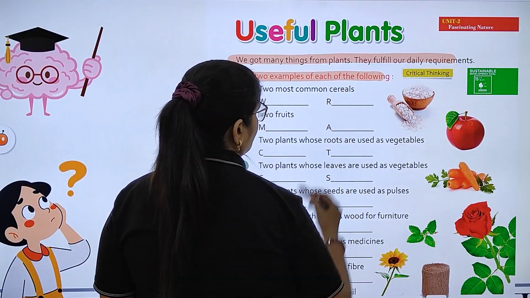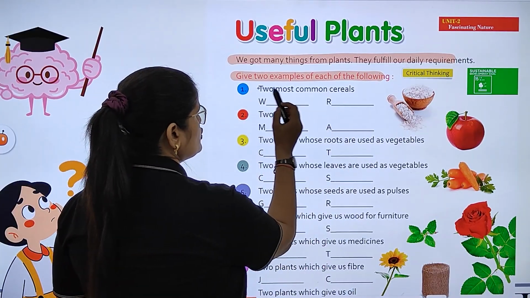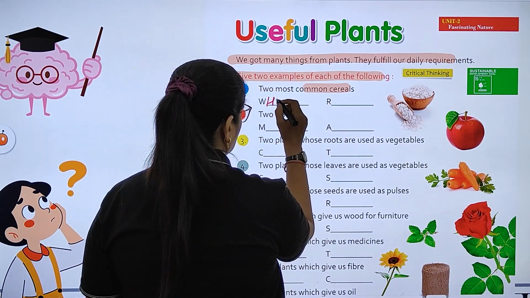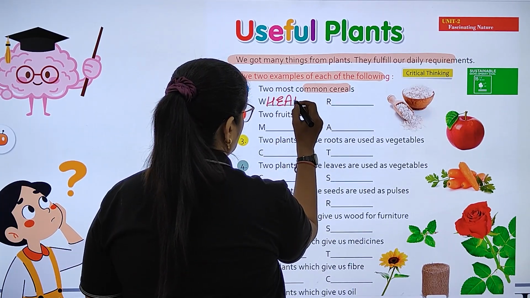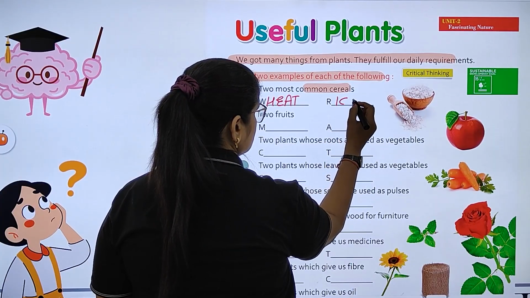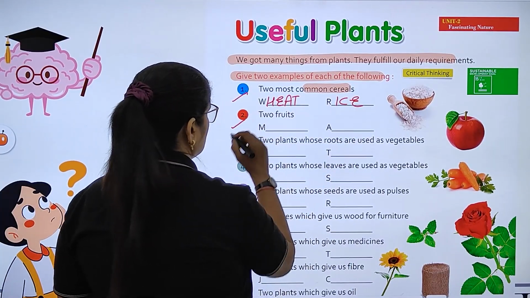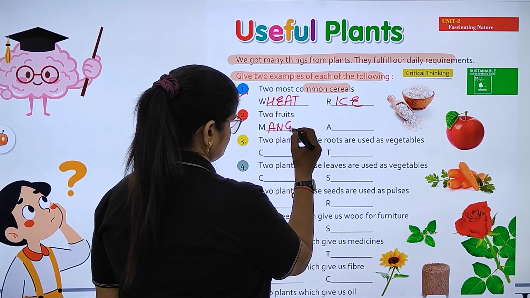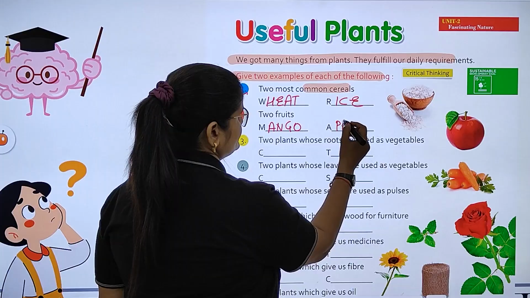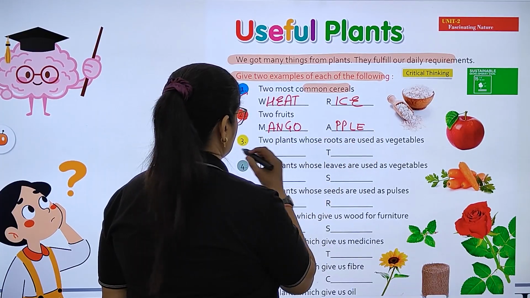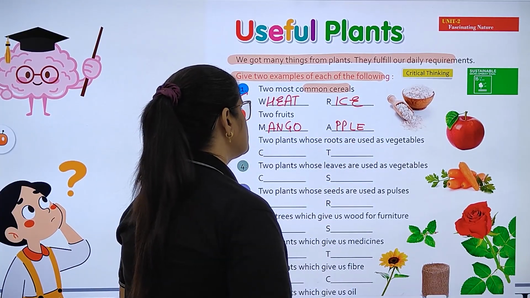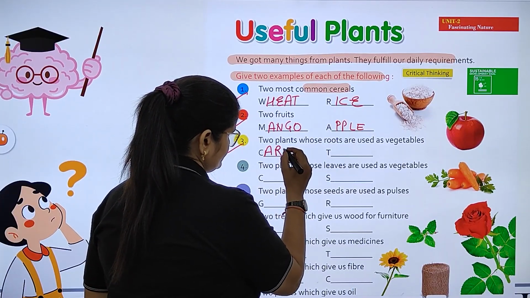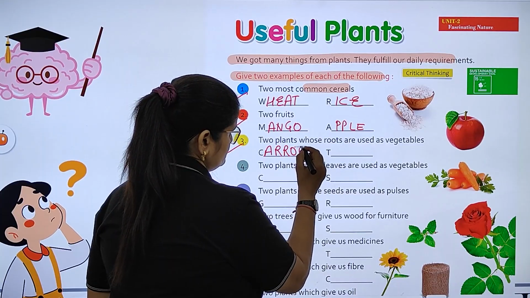Give two examples of each of the following. Two most common cereals: wheat, rice. Two fruits: mango, apple. Two plants whose roots are used as vegetables: carrot, tomato.